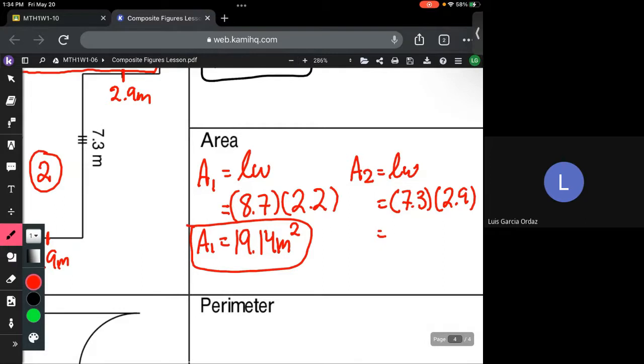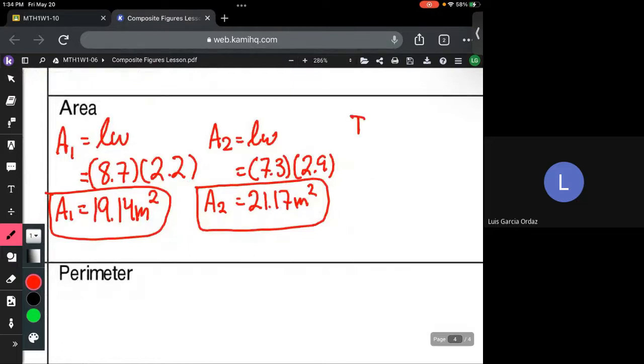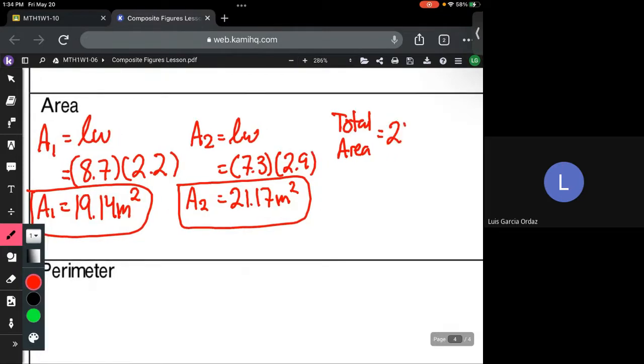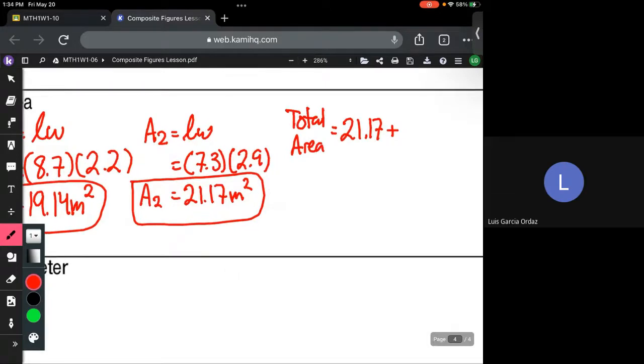Okay. Sean, how would I find the total area now? You would do 21 point. Oh, sorry. 21.17. Yeah, that's what I was saying. Danica. I think it would be to the power 2. No. Adam. 21.17 plus 19.14. And what does that give you?